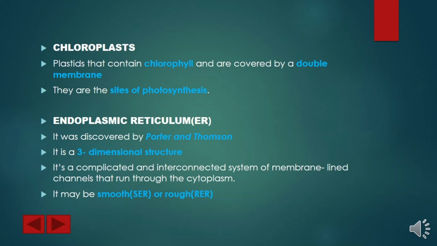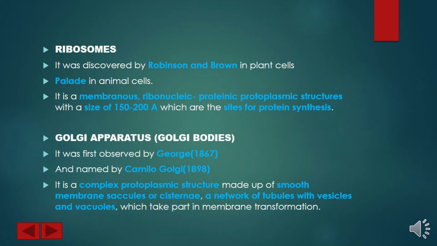Coming to the endoplasmic reticulum, that is ER, it was discovered by Porter and Thompson. It is a three-dimensional structure. The endoplasmic reticulum is in essence the transportation system of the eukaryotic cell and has many other important functions such as protein folding. It is a type of organelle made up of two subunits, that is rough endoplasmic reticulum and smooth endoplasmic reticulum. The rough endoplasmic reticulum has ribosomes on its surface, and that is why it is called rough. The surface of the smooth endoplasmic reticulum is smoother than the RER.